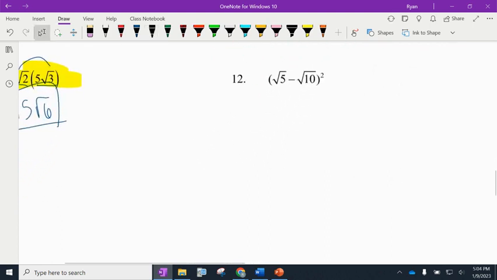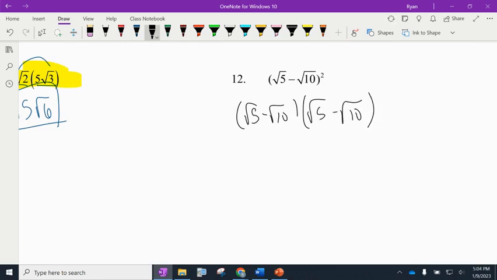Number 12, this thing is saying we're taking this binomial and squaring it. In other words, we're taking square root of 5 minus square root of 10 times square root of 5 minus the square root of 10. We're multiplying it by itself. Binomial, 2 terms, times binomial with 2 terms.